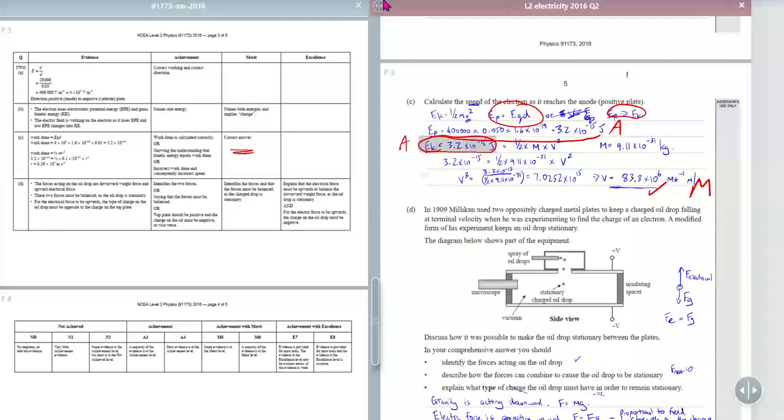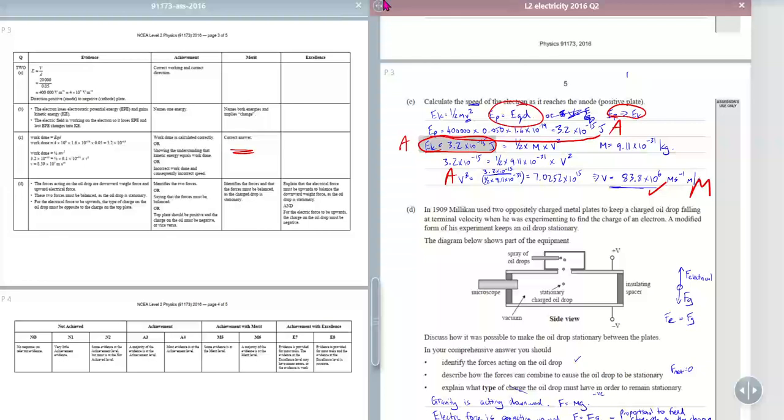point as well. Or incorrect work done and consequently incorrect speed. So if you get this wrong, but you follow through this correctly, you might also get an achieved point. So there are some miscellaneous achieved points possible, but a merit is the best you can do overall for that.